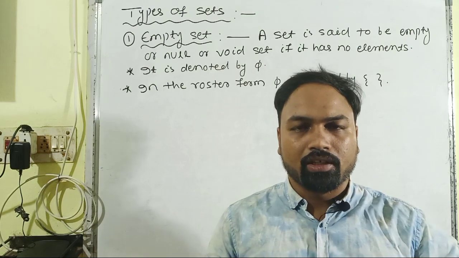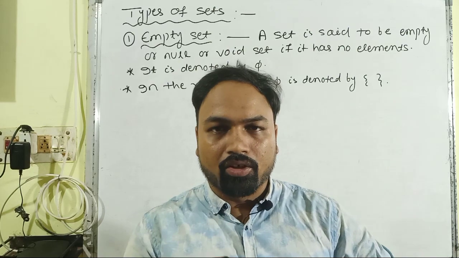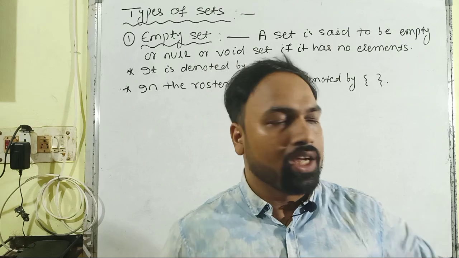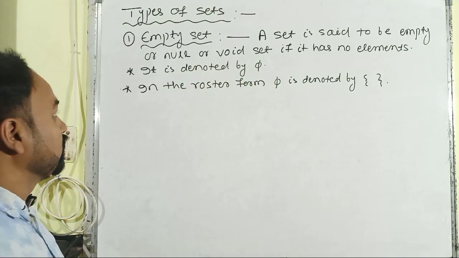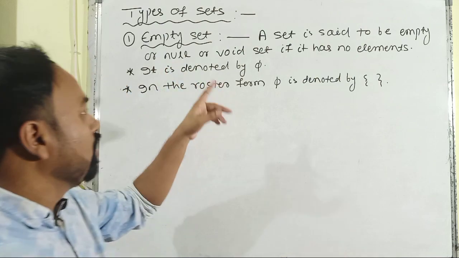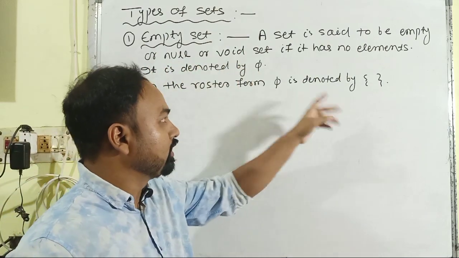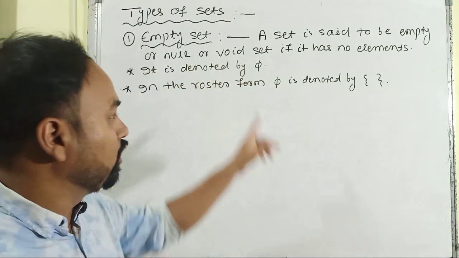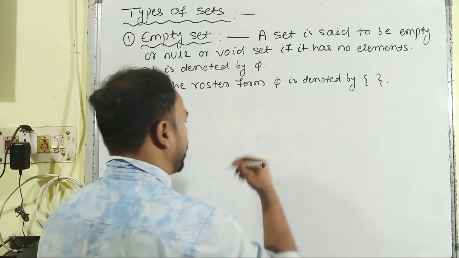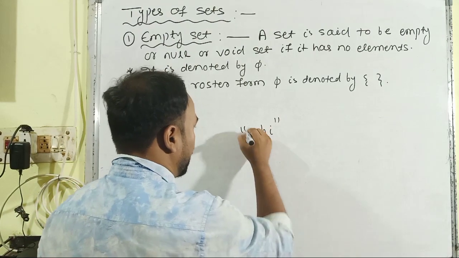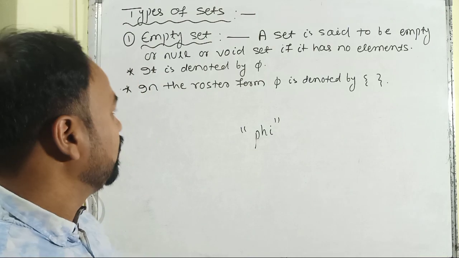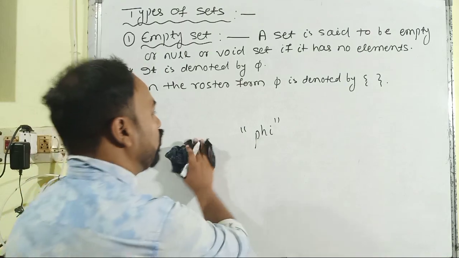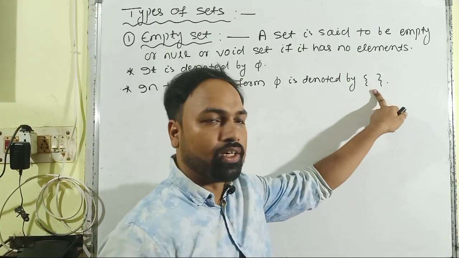The definition of empty set says that if any set does not have any element in it, that means it has no element, then it is called an empty set. A set is said to be an empty set or a null set or a void set if it has no elements. It is denoted by the symbol phi, which is a Greek letter. In the roster form, phi is denoted by empty curly brackets, having no elements in the brackets.